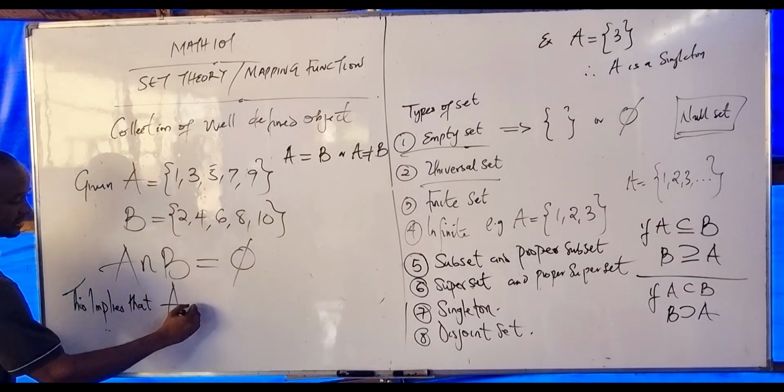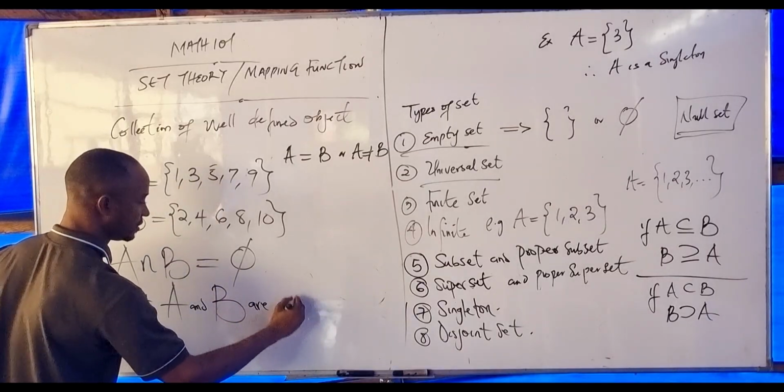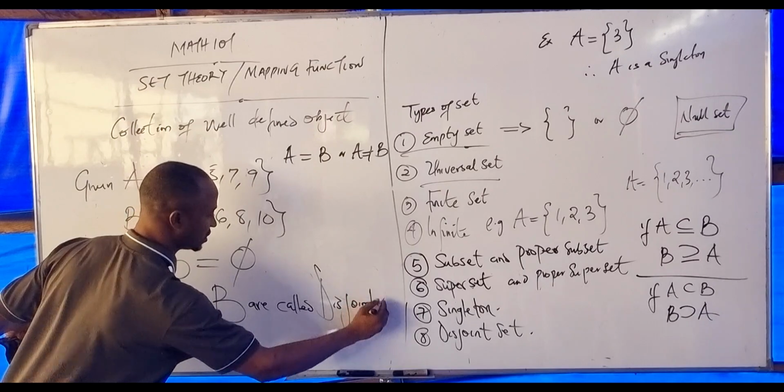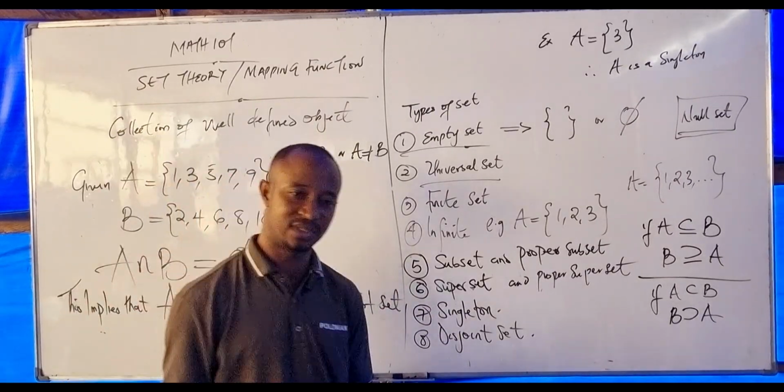So this implies that set A and set B are called what? Disjoint sets. They are called disjoint sets because their intersection gives an empty set.